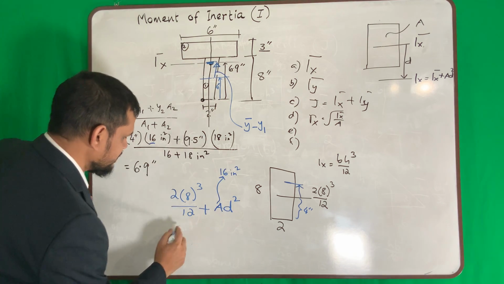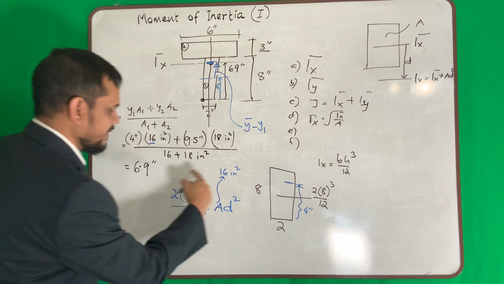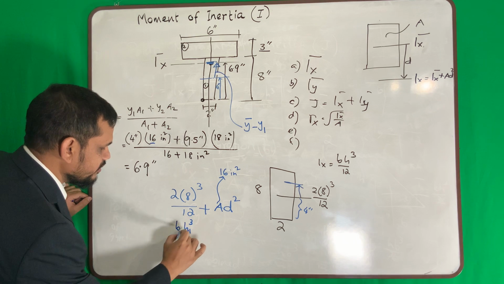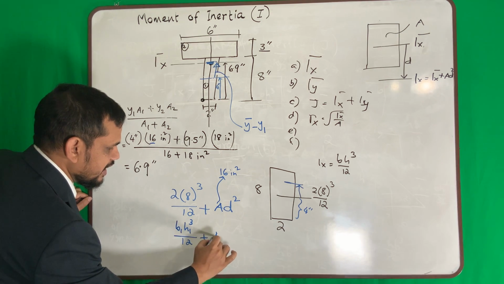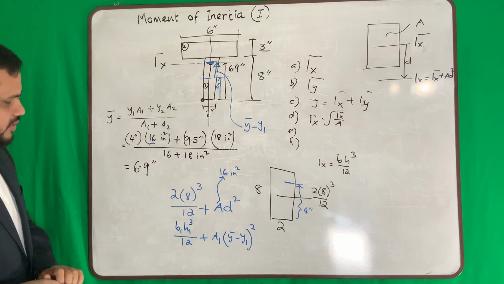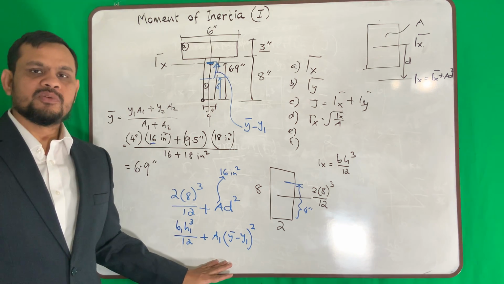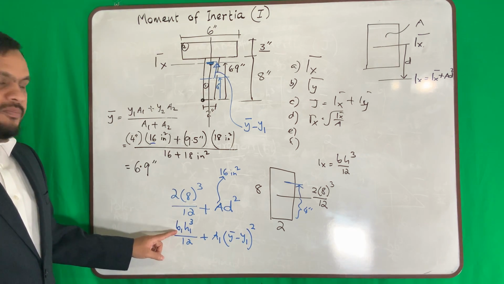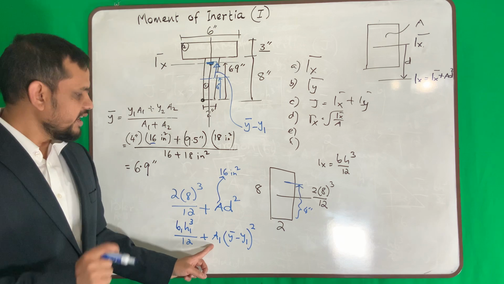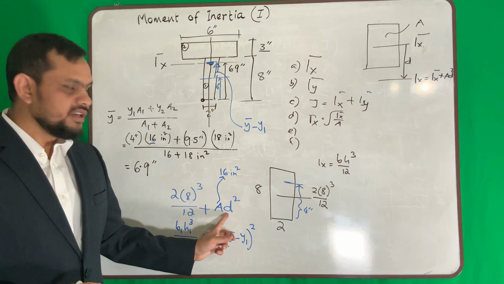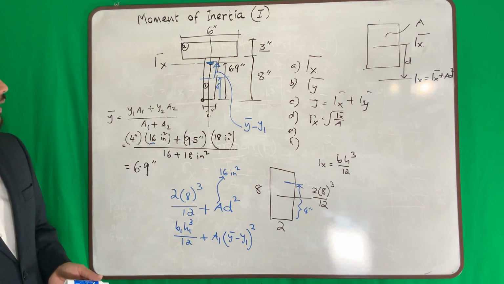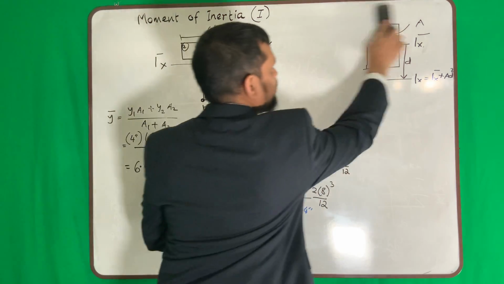Okay, so if I simplify, sometimes we write this way: b1 h1 cube divided by 12 plus a1 y bar minus y1 square. So this portion sometimes we write this way to make it simple. What is this? B1, that means b for part 1, h for part 1, 12, a1 is the area of part 1 times d, which is y bar minus y1 square. So sometimes we write this way.